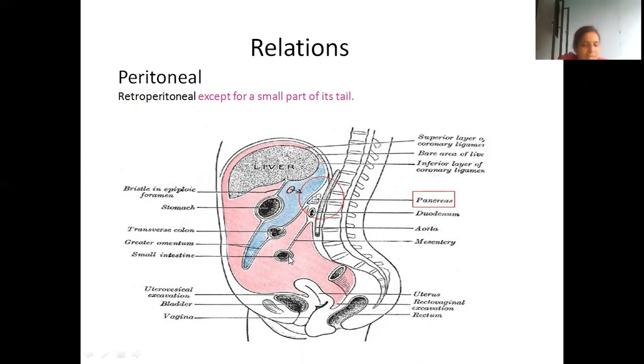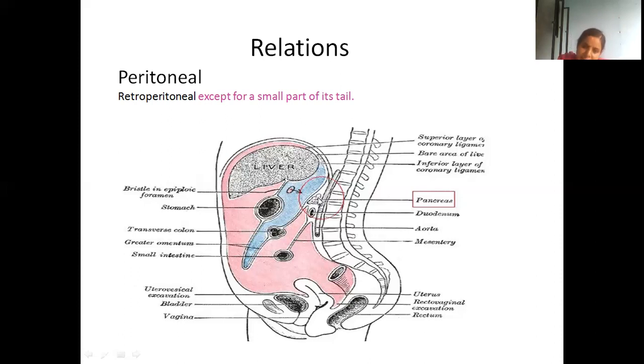Nobody will ask you greater sac. The area behind the greater and lesser omentum, this blue area, is the lesser sac. So lesser sac and greater sac will have a communication. What is the name of that communication? Epiploic foramen, also called the foramen of Winslow.